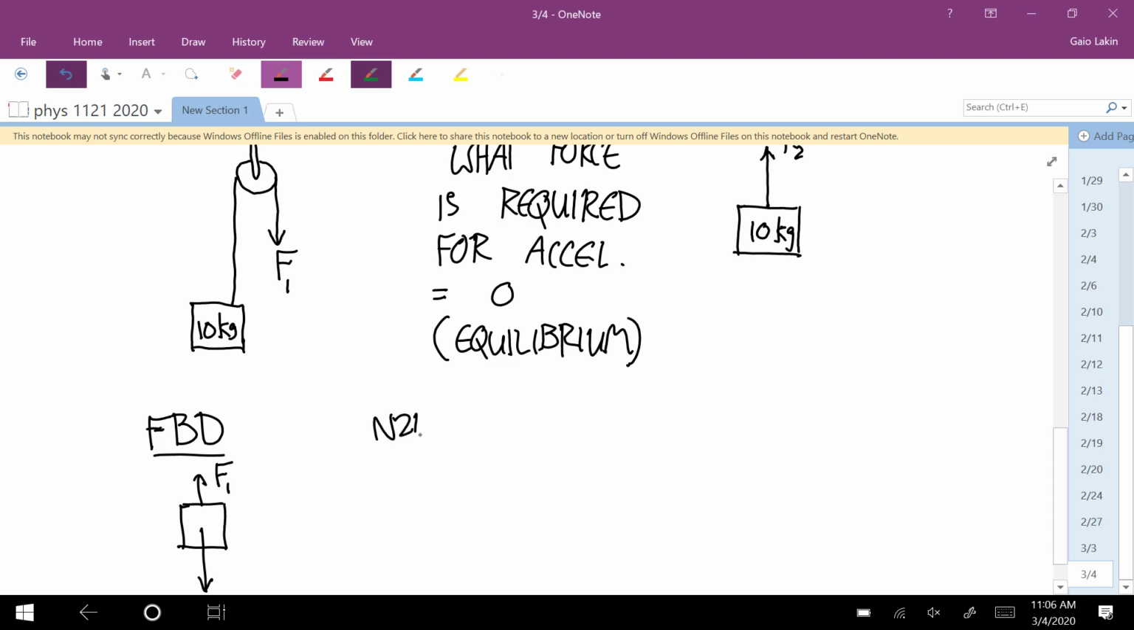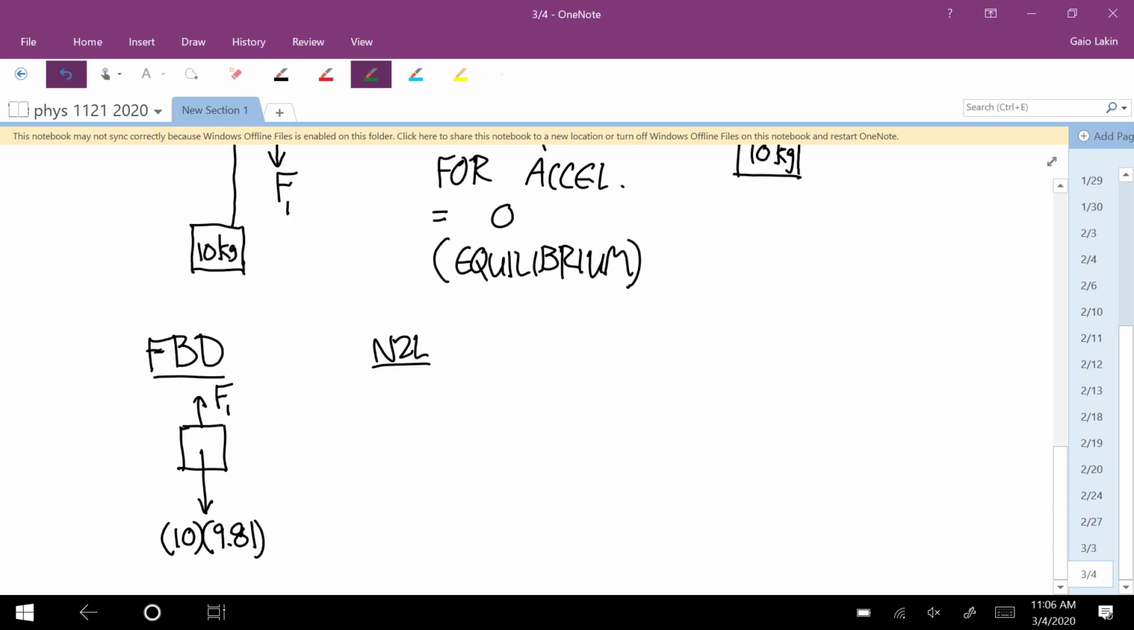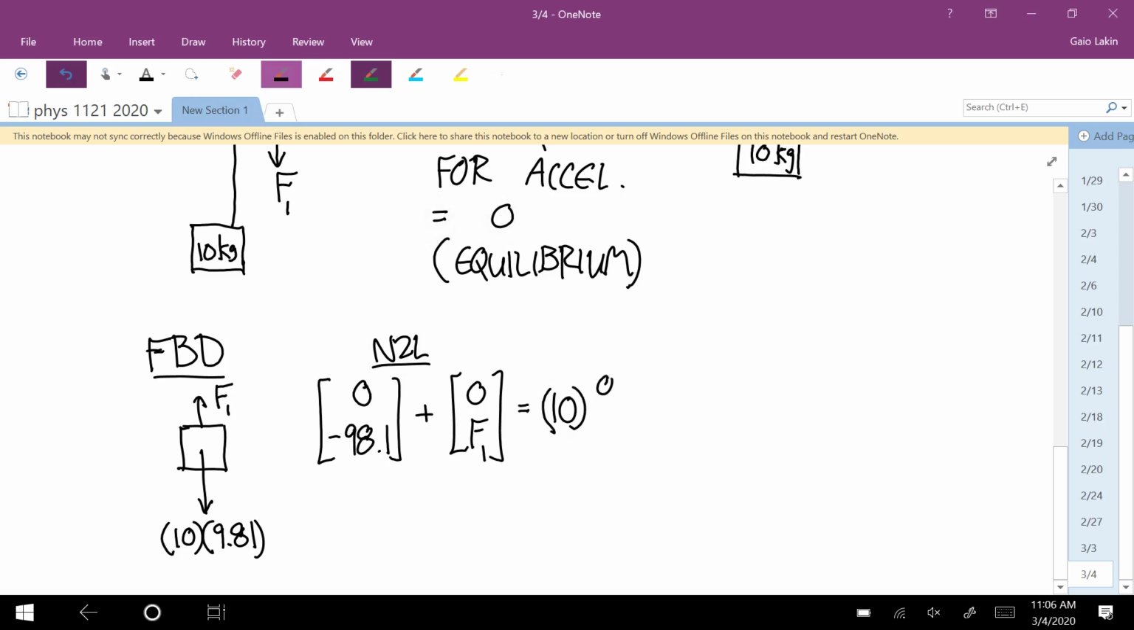Okay. Newton's second law then says 0, negative 98.1 plus 0, positive F1 is equal to the mass times, we're assuming that this has no acceleration, so times the 0 vector. And you get that F1 is equal to 98.1 newtons.